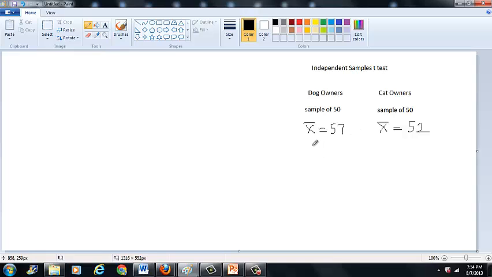Our 50 dog owners will also give us a standard deviation, which tells us how spread out they are. Maybe it comes out to 2. Let's say they both come out to 2. The standard deviation of the heights of the 50 cat owners also comes out to 2. And we have samples of 50, so n is 50 in both of these.